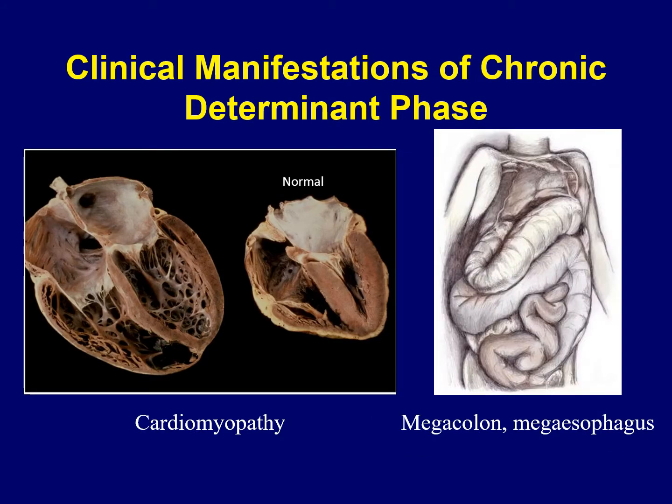In the determinate phase, what we see are things like cardiomyopathy. So this is a normal heart on the right hand side, and on the left hand side is a heart in a person with Chagas disease, and you can see they have pretty extensive damage. There has been hypertrophy of the ventricles and atria, and fibrosis. And this is really a type of heart failure that has a very, very poor prognosis. And in addition to this heart failure, they develop all kinds of different rhythm abnormalities with their heart.